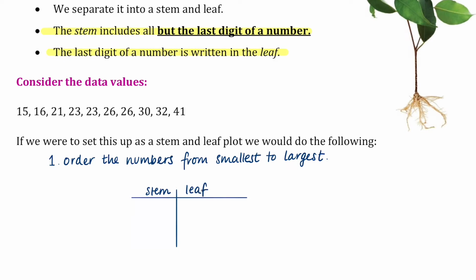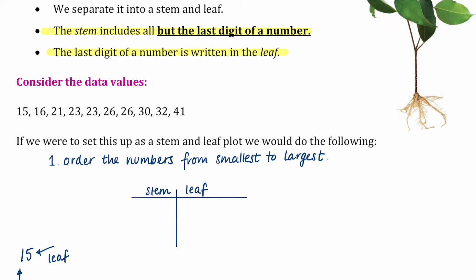Now, if we go back to what I said earlier, the stem includes all but the last digit of a number. So for example, if we took the number 15, 1 would be in my stem and 5 would be in my leaf. And that's because the leaf contains the last digit of a number, which means the 1 would go in my stem. So for example, if I had 216, the 6 would be my leaf, and that 21 would be in my stem.